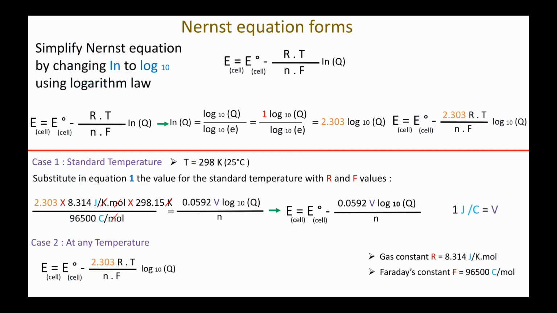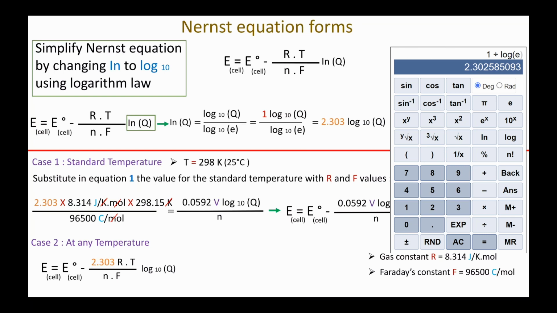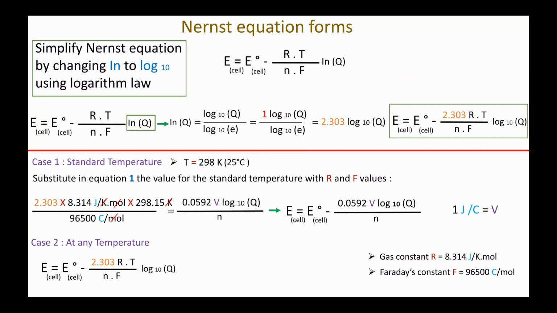Pascal cubic meter is equal to joule. Nernst equation forms depend on the temperature that we have. Before we talk about the two cases for temperature, let's simplify the Nernst equation by changing ln to log using the logarithm law. We pick up ln Q is equal to log Q over log e. This is from the logarithm law. So from the calculator we divide 1 by log e. We get 2.303, and after that we can get equation number 1, which is the simplified Nernst equation.